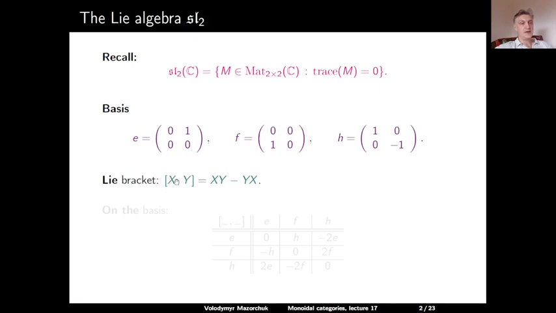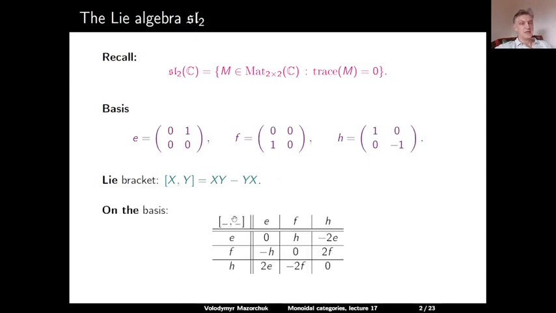As usual, the Lie bracket is given by the commutator of matrices. So the Lie bracket of x and y is the difference between xy and yx. We can write this explicitly in our basis. The bracket of any element with itself is 0. The bracket of E and F is H, and of course the bracket of F and E is minus H. The bracket of E and H is minus 2E, and so the bracket of H and E is 2E. And the bracket of F and H is 2F, and so the bracket of H and F is minus 2F.